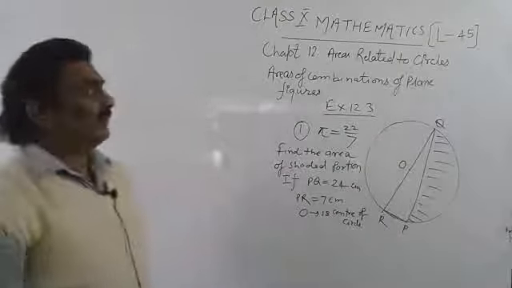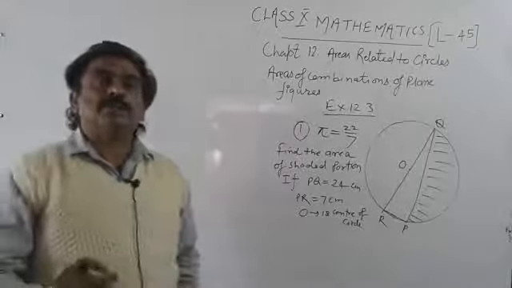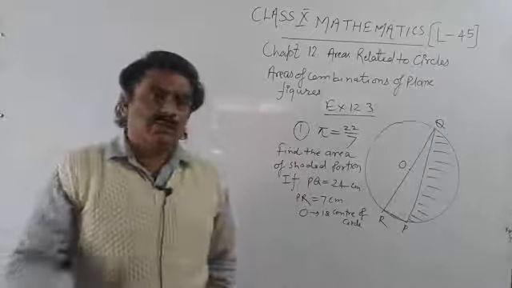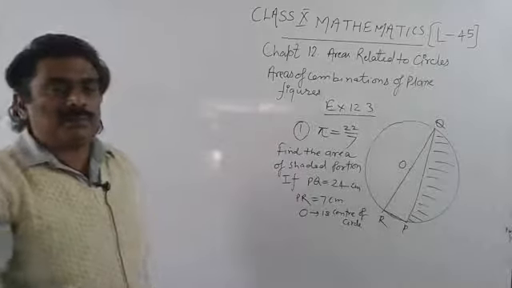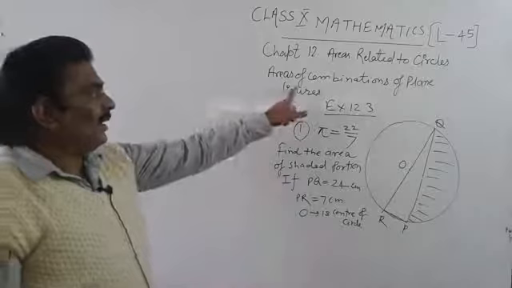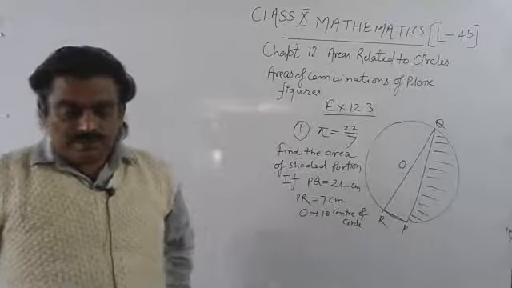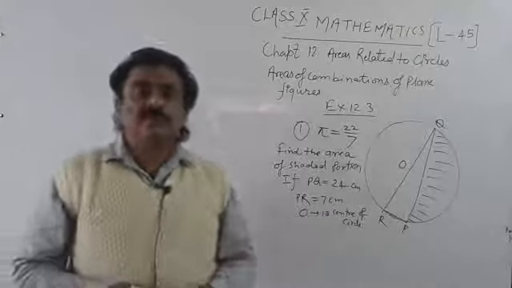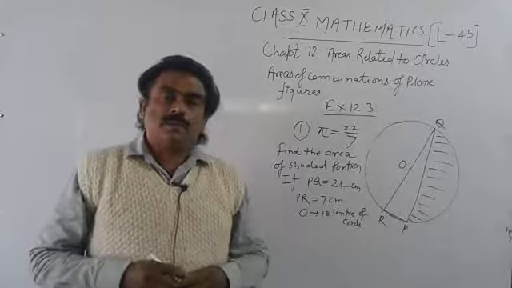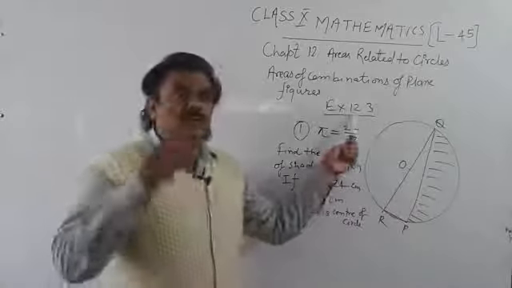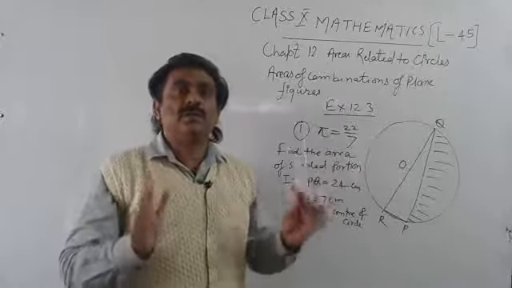Here we have lecture number 45, chapter 12, areas related to circles. Students, in this chapter, we will discuss a new topic, areas of combinations of plane figures. So, we will solve some questions from this exercise. In the previous video, I have solved exercise 12.2. Here we will solve 12.3.